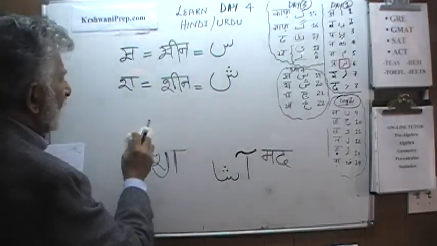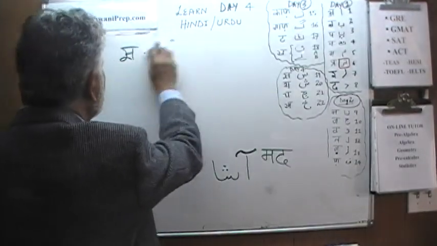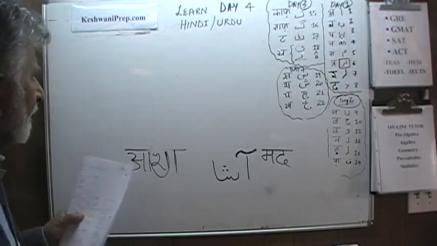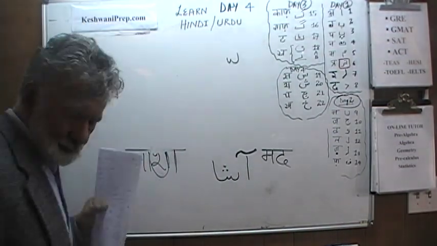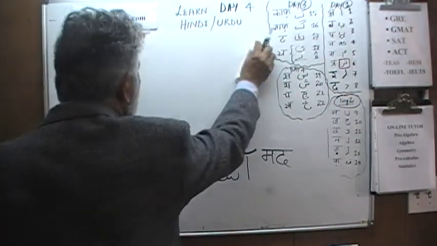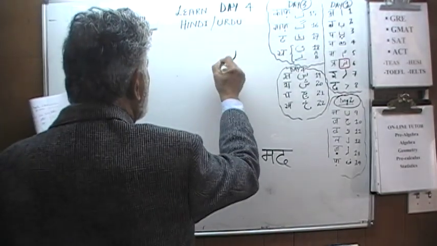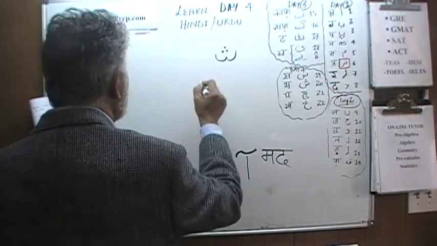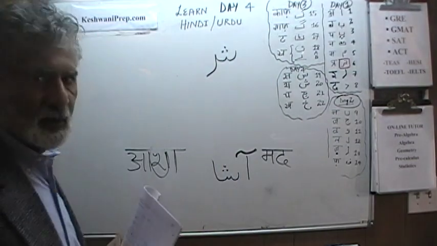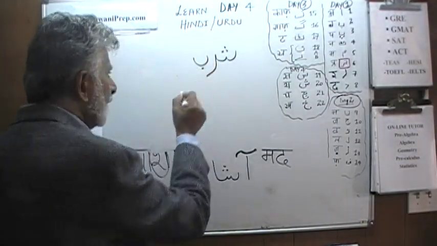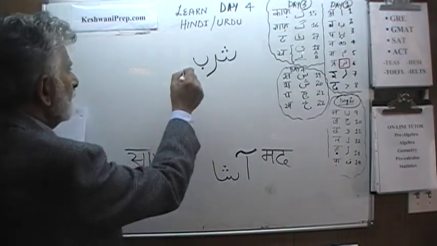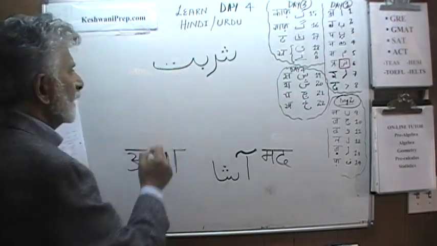I think enough of this. I'm going to erase this thing. It's annoying me. It's taking too much time. It's taking too much space. Here's the next one. This is sh, this is re, that makes a r sound, sure. This is be, sure, b, and then te, sherbat.